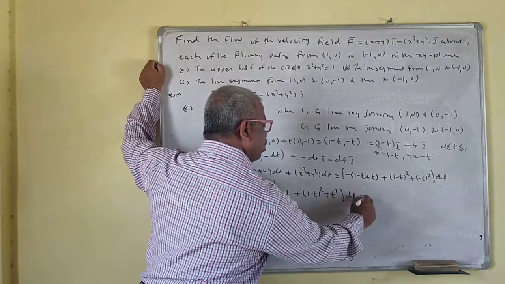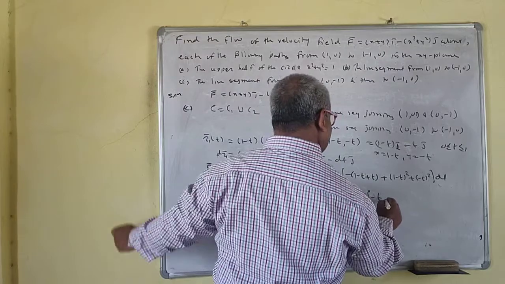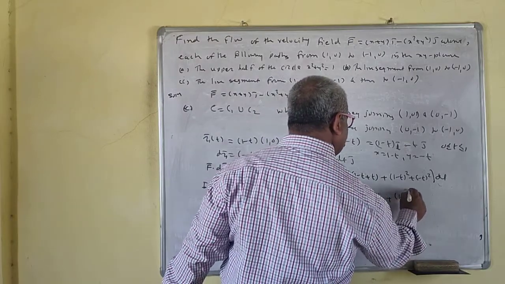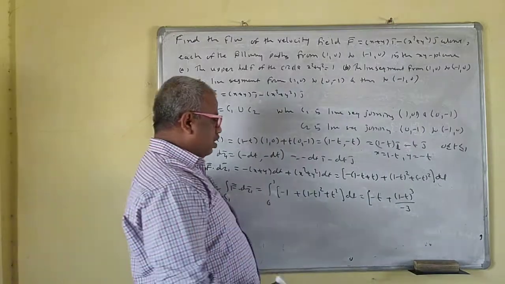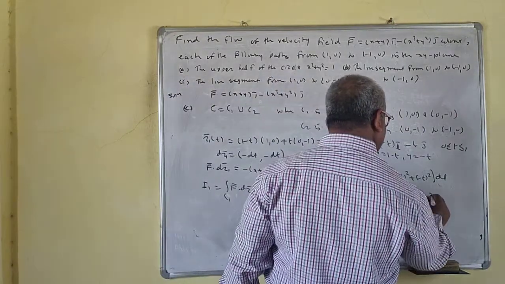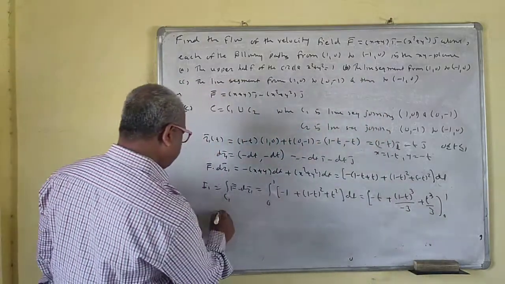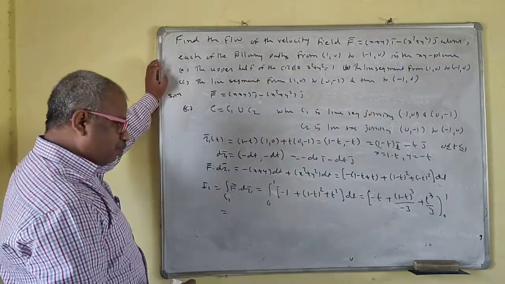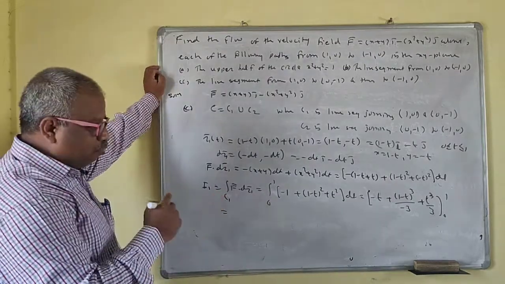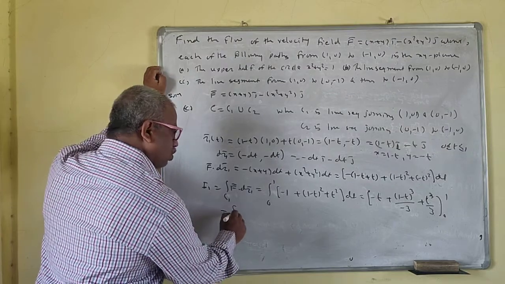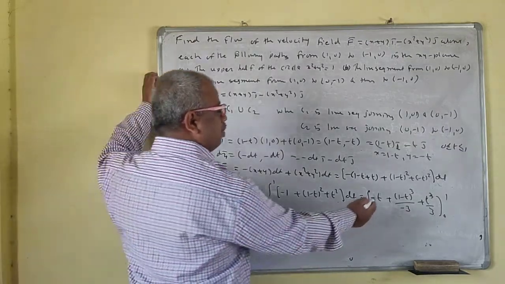Okay, so dt. We'll integrate this: minus t plus 1, minus t cube upon minus 3, because the coefficient of t is minus 1. So minus 3 plus t cube upon 3, from 0 to 1. So we will put 1 only. If you put t equal to 0 it will not be 0, so you have to put the lower limit also. This is minus 1. If you put t equal to 1, this is 0 then.